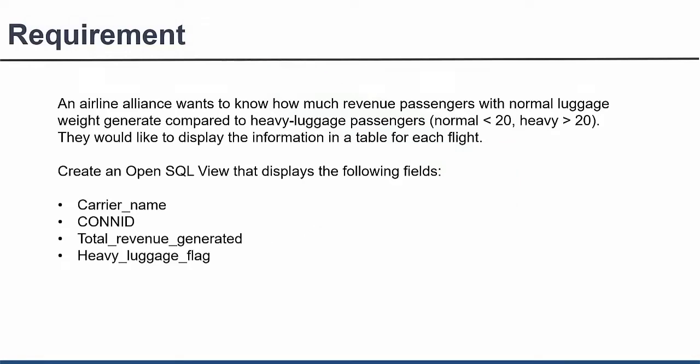This is the requirement, for which you have to write a program using new SQL features. The requirement goes like this. An airline wants to know the revenue generated from two types of passengers, one with the normal luggage weight and another with the heavy luggage. Finally, this has to display information for each flight.